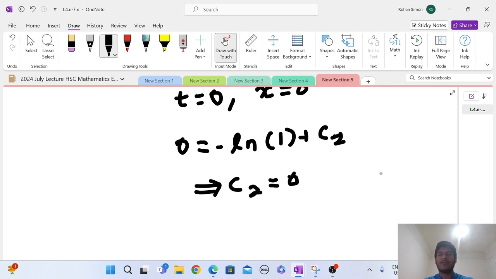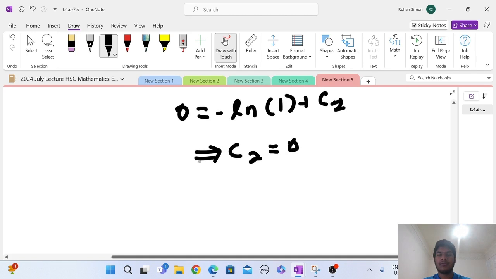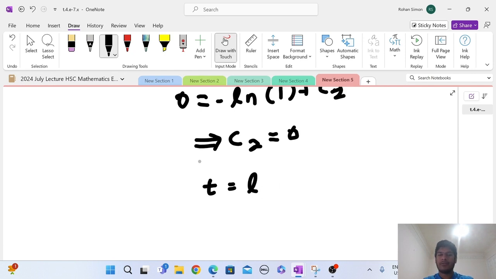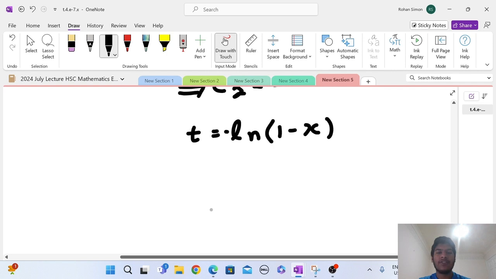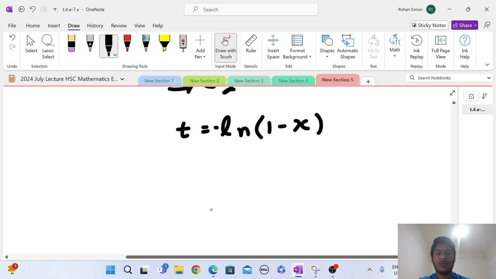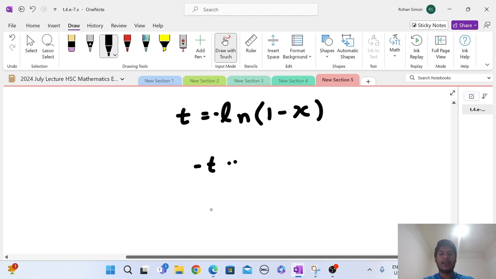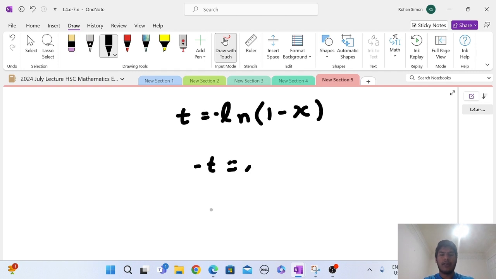And so our expression for time is minus ln 1 minus x, because the C2 just drops out because it's zero. Once we've gotten that, we're looking for position as a function of time. So we're not there yet. We need to do a bit of rearranging. So if we do that, we get minus t equals ln 1 minus x.